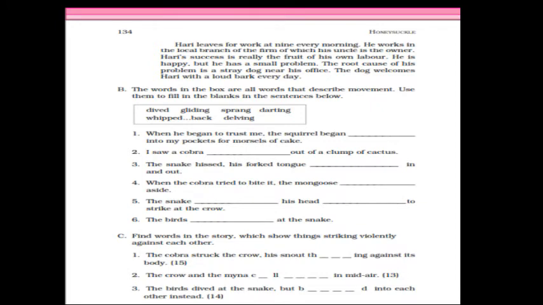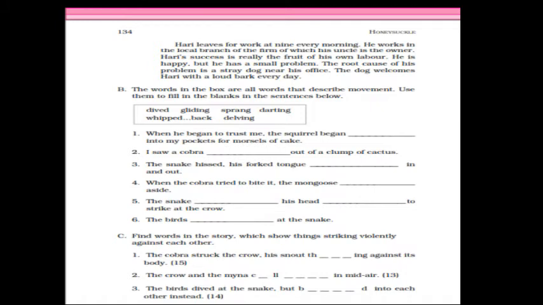The words in the box are all words that describe movement. Use them to fill in the blanks in the sentences. Like the first one is, when he began to trust me. There are a few words given, children. Let's read the words: dived, gliding, sprang, darting, whipped back, delving.